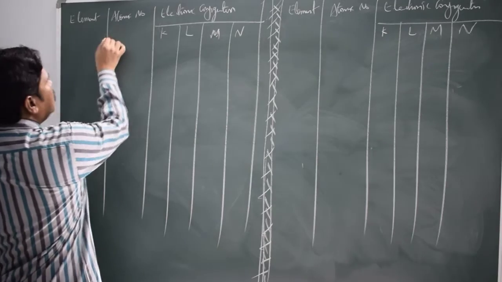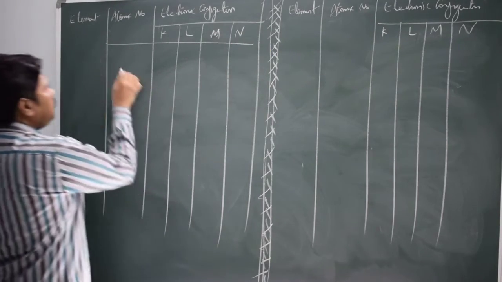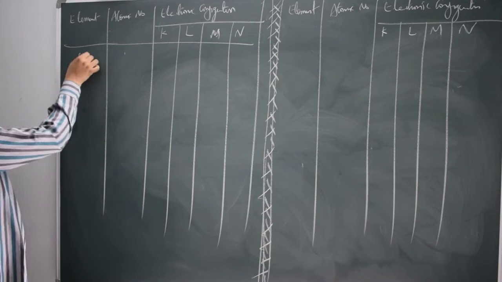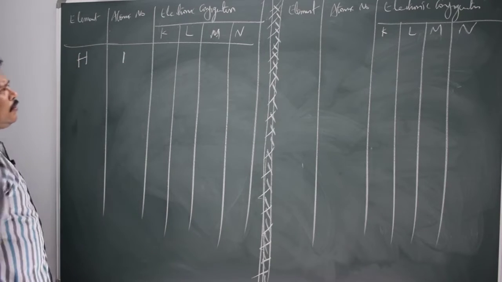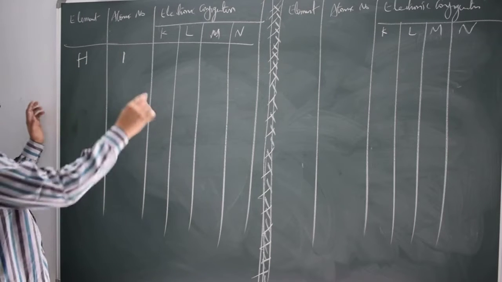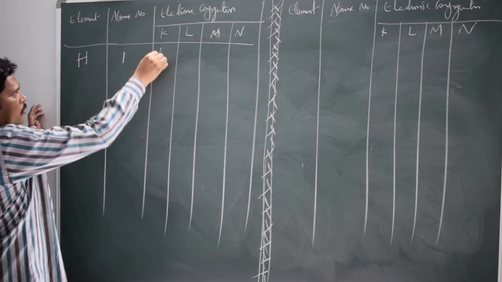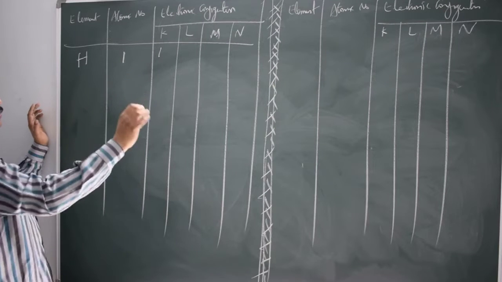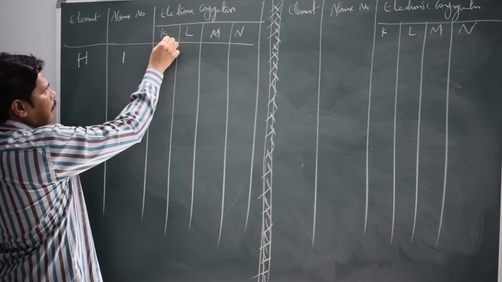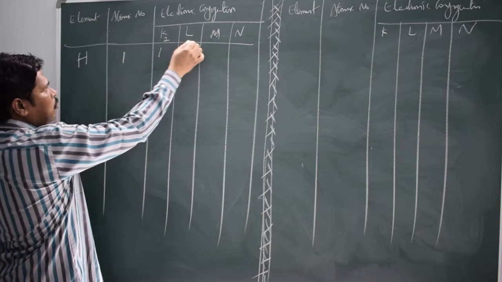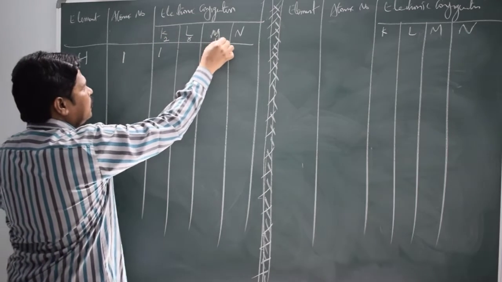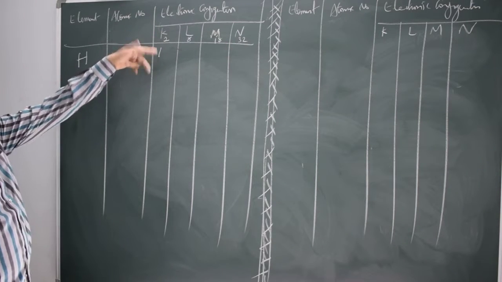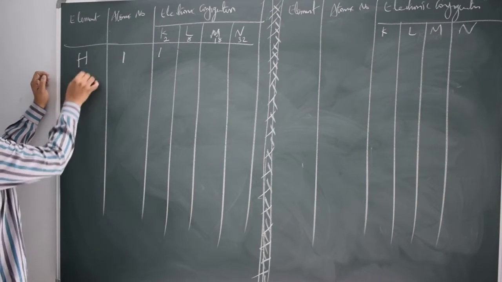I'll go with hydrogen, whose atomic number is 1. The number of protons and electrons are the same, so we have only one electron. So we go with the first shell, K equal to 1. Here I'll write the maximum number of electrons that can be accommodated in each shell: 2, 8, 18, 32.